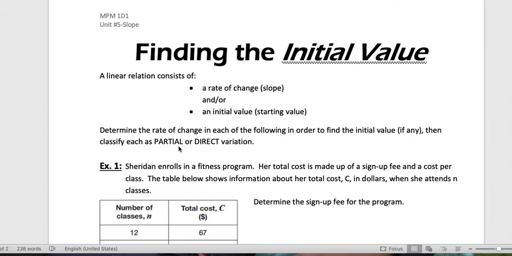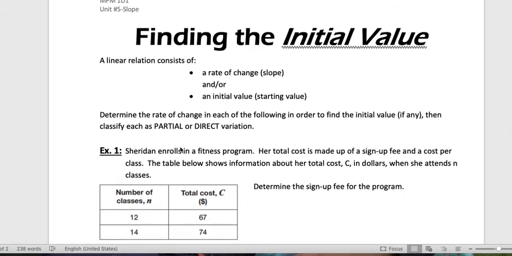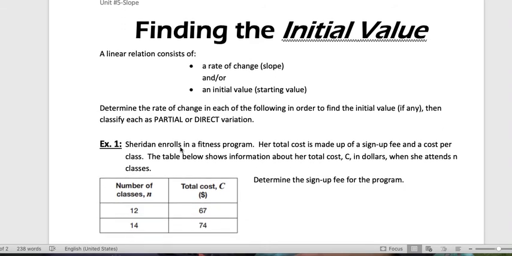So determine the rate of pay for each of the following in order to find the initial value, if any, and then classify each as partial or direct variation. If you remember from last time, partial variation is when the graph starts somewhere on the y-axis other than at the origin. Direct variation is when the graph goes directly through the origin.